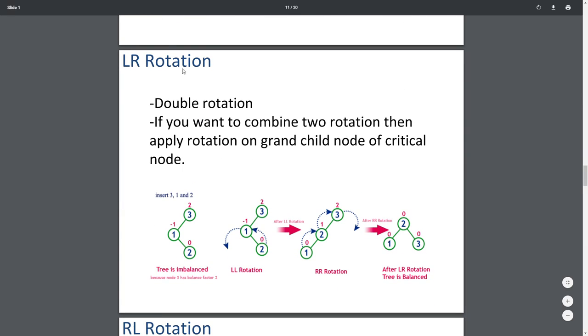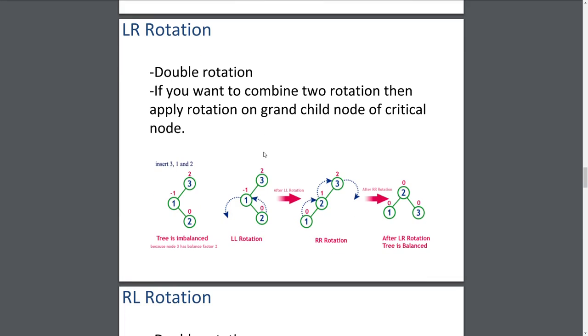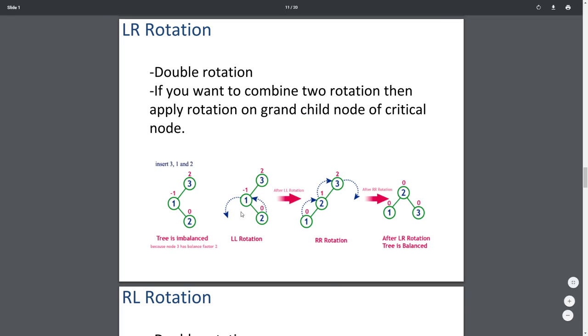Now LR rotation, it's a double rotation. That means we have to apply two rotations to balance the tree. If we do not want to apply two rotations, then we can also combine the two rotations into one rotation by replacing the critical node with the grandchild node. Now see the double rotation.